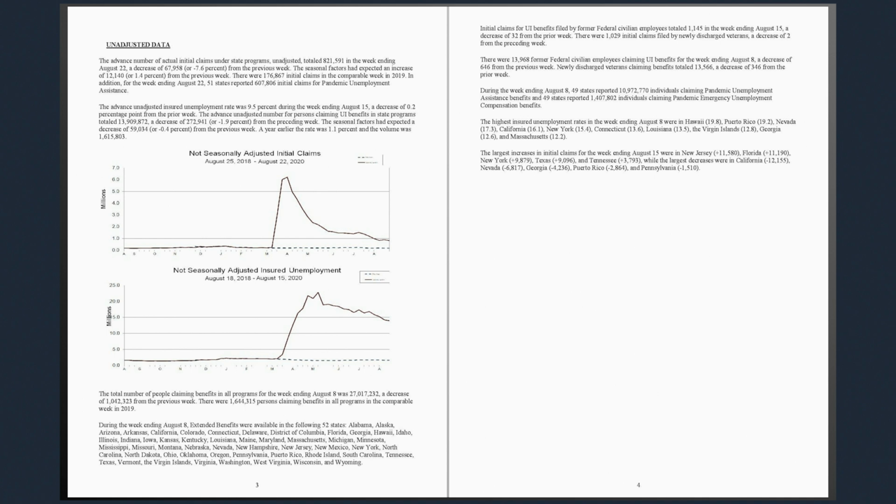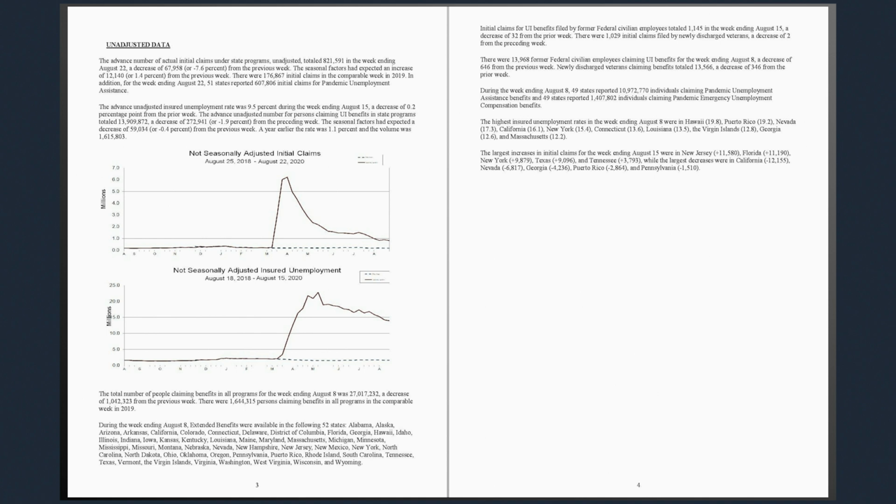During the week ending August 8, extended benefits were available in the following 52 states: Alabama, Alaska, Arizona, Arkansas, California, Colorado, Connecticut, Delaware, District of Columbia, Florida, Georgia, Hawaii, Idaho, Illinois, Indiana, Iowa, Kansas, Kentucky, Louisiana, Maine, Maryland, Massachusetts, Michigan, Minnesota, Mississippi, Missouri, Montana, Nebraska, Nevada, New Hampshire, New Jersey, New Mexico, New York, North Carolina, North Dakota, Ohio, Oklahoma, Oregon, Pennsylvania, Puerto Rico, Rhode Island, South Carolina, Tennessee, Texas, Vermont, the Virgin Islands, Virginia, Washington, West Virginia, Wisconsin, and Wyoming.